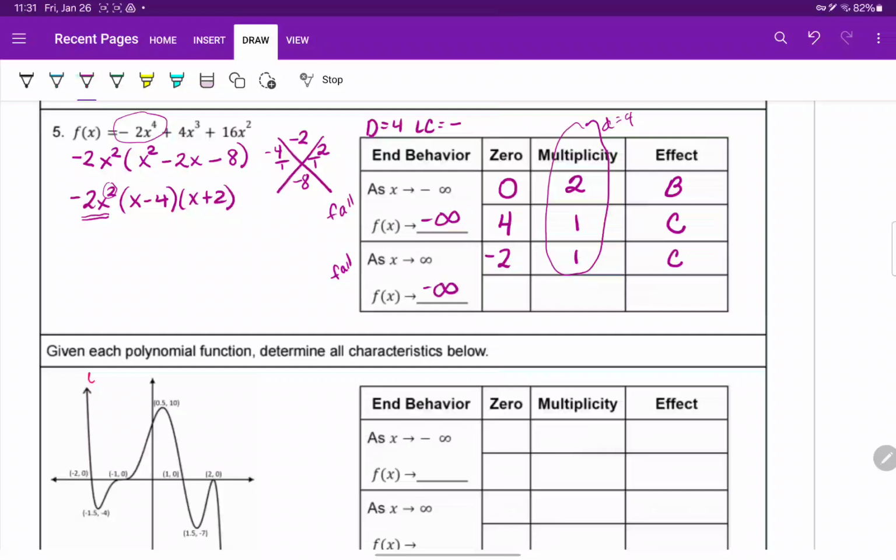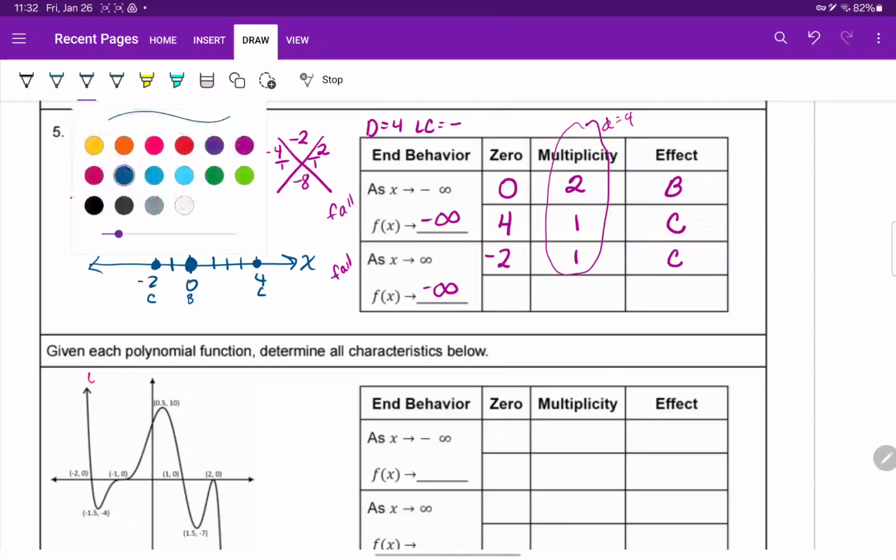All right, so let's draw ourselves a graph. Starting with the x-axis first and plotting your zeros. So my first 0 is at 0. And we said here we would have a little bounce. My next 0 is at positive 4. And here we said it's a normal cross. Then we go to negative 2. And here we said it's also a normal cross through the graph.